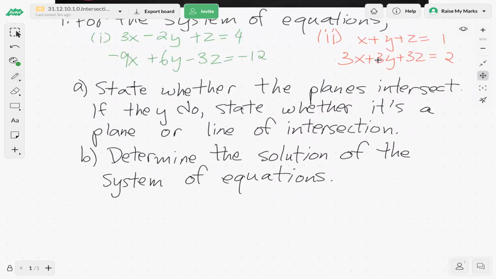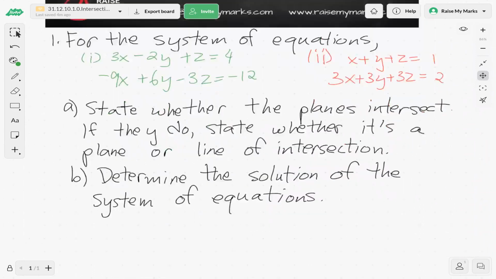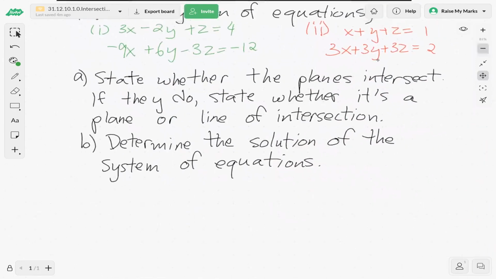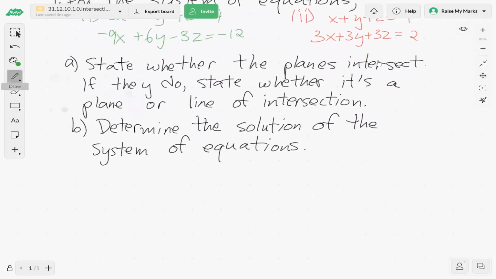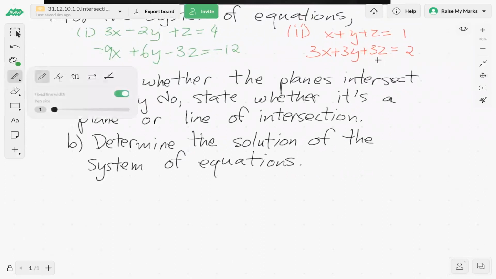Our two planes are 3x minus 2y plus z equals 4 and 9x plus 6y minus 3z equals negative 12. So let's determine if they intersect. That's the first thing. So we have two planes. Let's rewrite them down here.